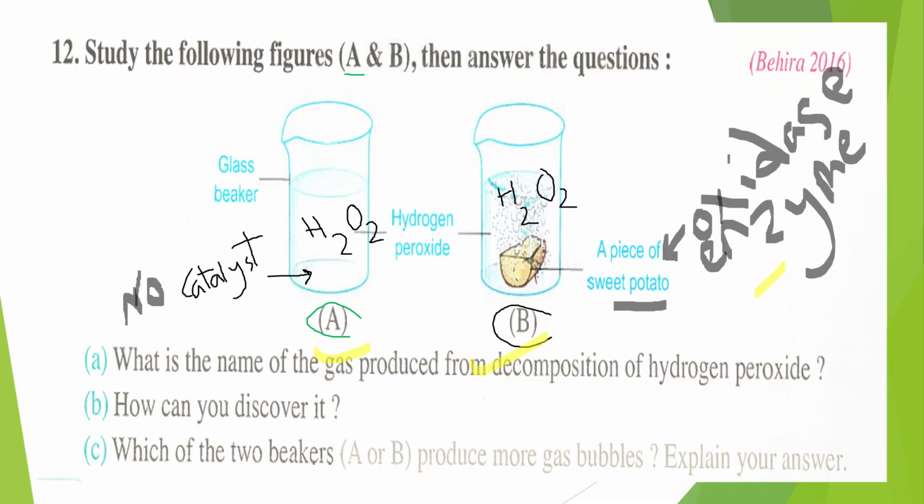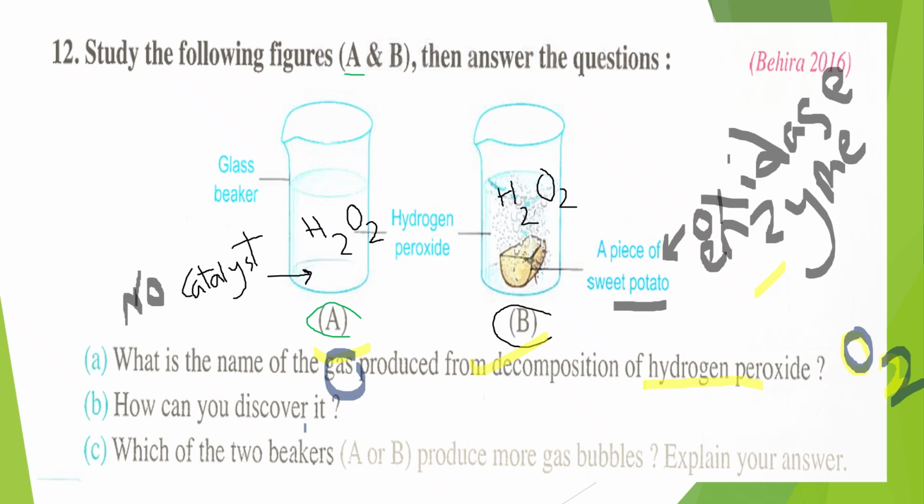What is the question? What is the name of the gas produced from the decomposition of hydrogen peroxide? The gas here is oxygen gas. Hydrogen peroxide decomposes into water and oxygen gas. So the question here is for the gas. Which gas comes from the decomposition? So I will say oxygen gas.